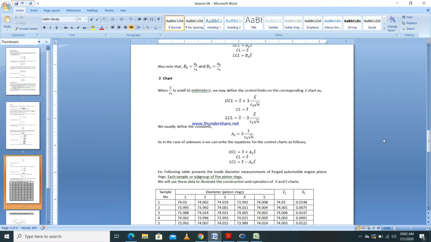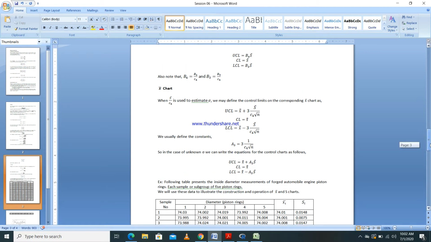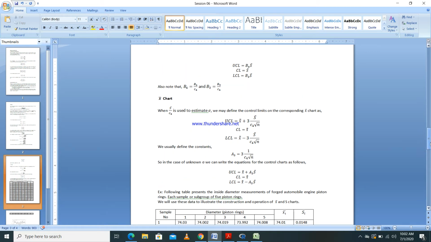That is, if you are going to construct an S chart, when the population standard deviation is unknown, you have to remember these are the control lines. And if you are going to construct the X bar chart with the sample standard deviation, then these are the values, or these are the control limits, right? So you have to only remember the last step when you are constructing these control charts.